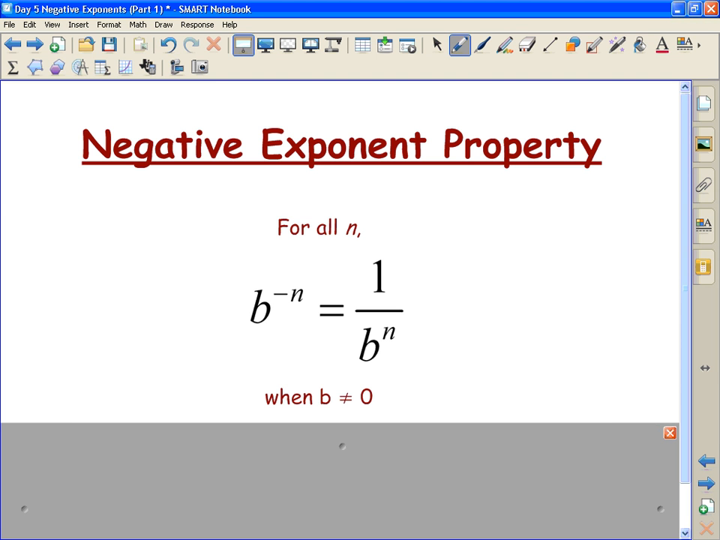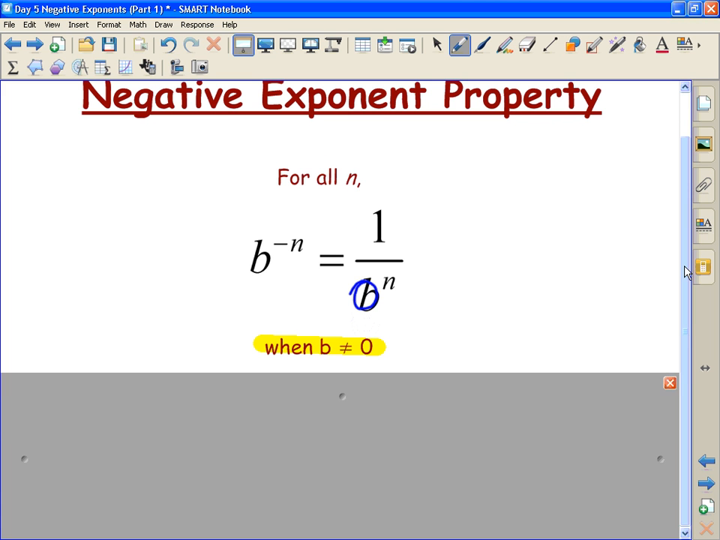Now, we do have to say here that this is only true when b does not equal 0. And that's important because if b were to be 0, I would have a 0 in the denominator here. And I remember that I cannot divide by 0 ever. That's not legal to do. So that would be a good thing to put down in your notes for the day.